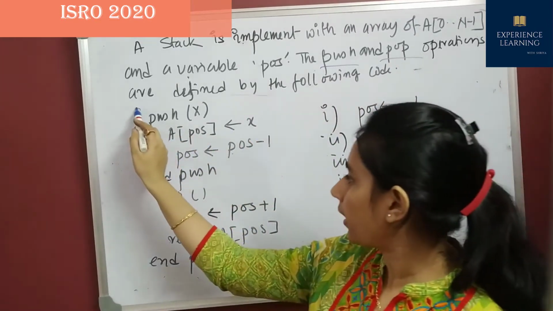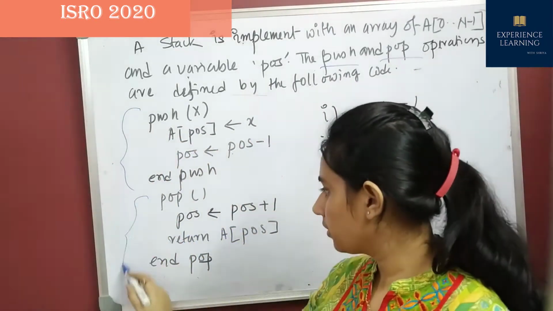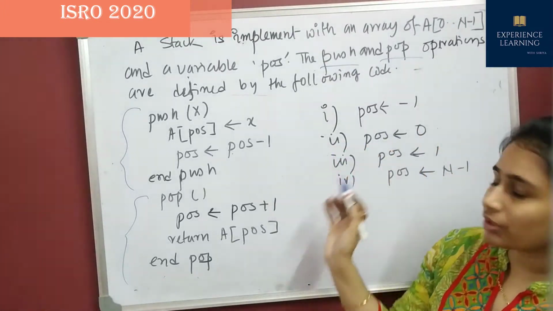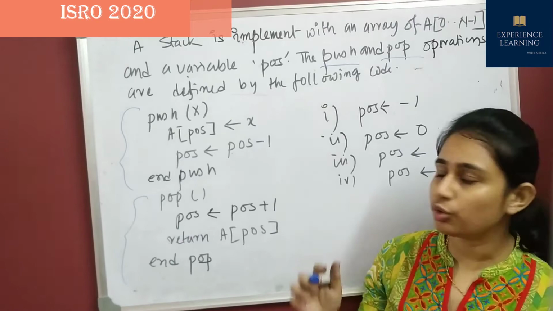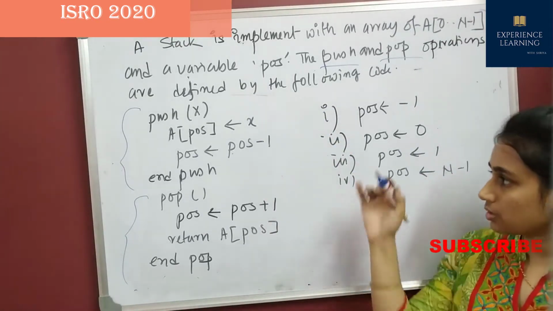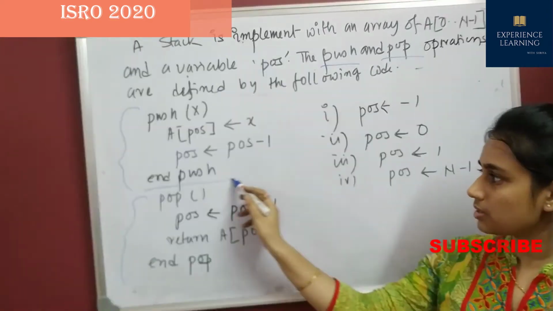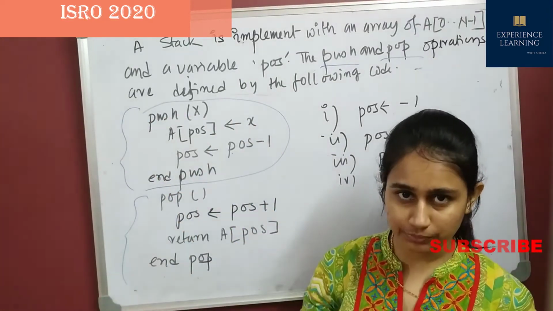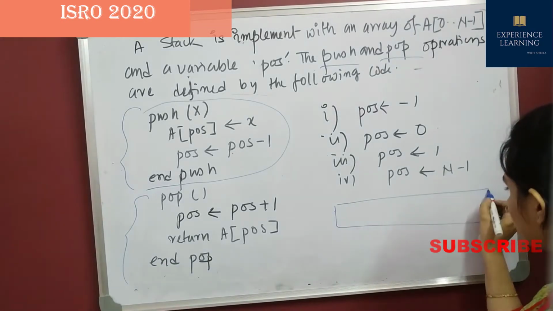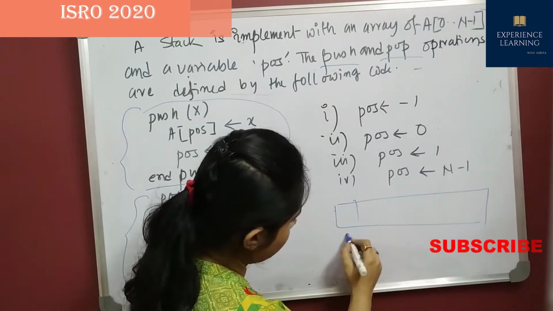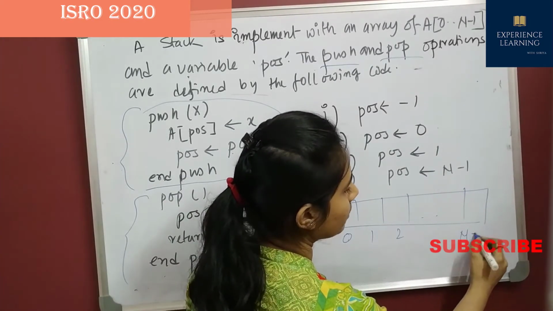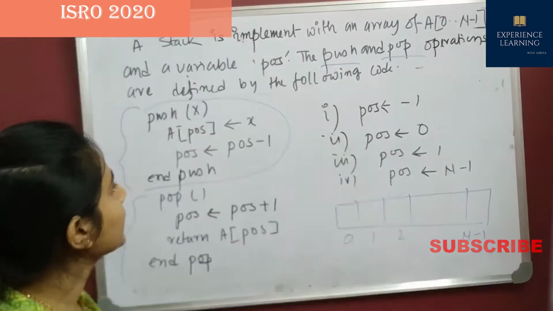Pop operations are defined here. You can see these are defined here, and you have to decide what will be the initial value of pos. So here the options are given. You have to choose this, but seeing this code, now see one thing. The array is from 0, 1, 2 to n minus 1, isn't it?